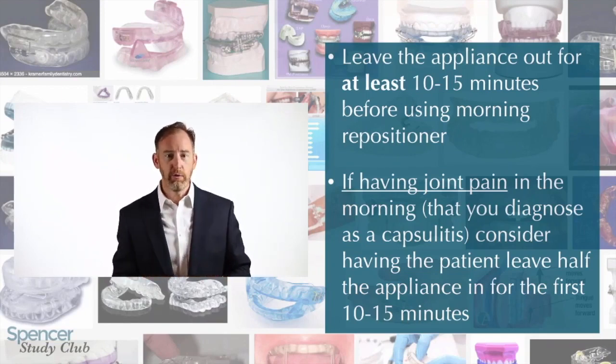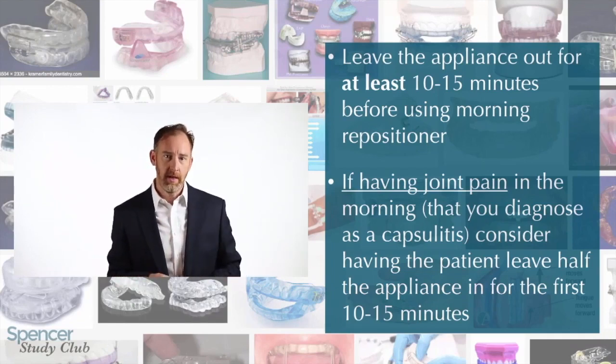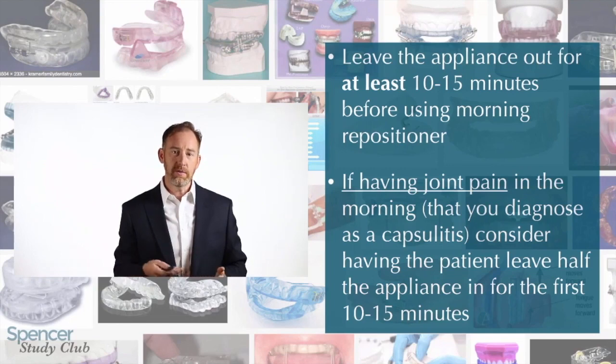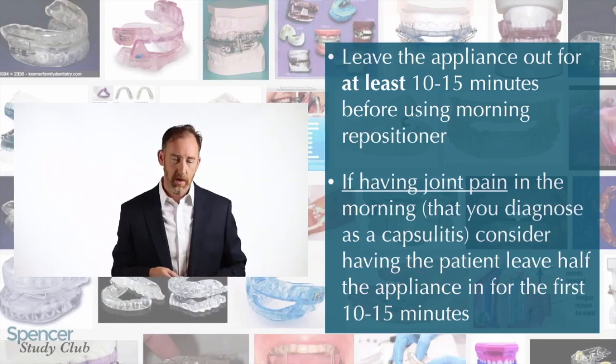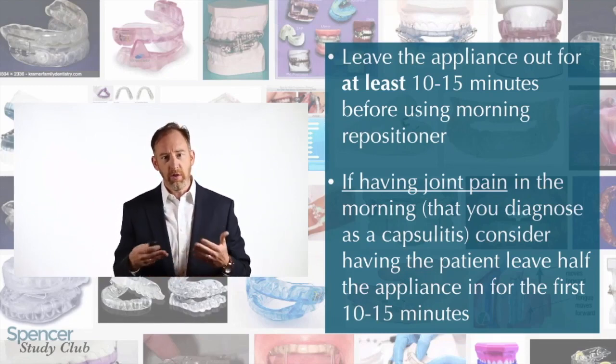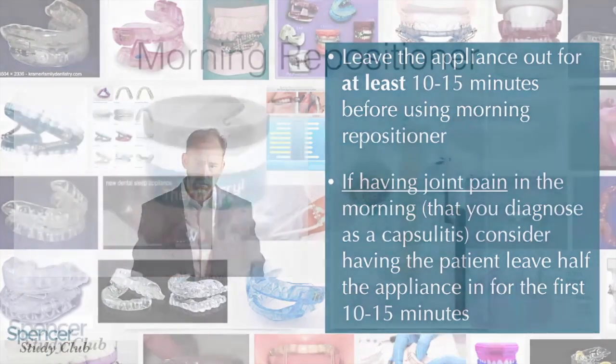Now, you know that you can't do that with all appliances. A Herbst, that'd be a big hassle. They'd have to take the bars off every day. But there are some appliances that lend themselves to this, where it'd be easy for the patient to wear just half of the appliance, a dorsal fin appliance, for example, or an EMA, for example. There's a lot of appliances where wearing half the appliance would be okay.